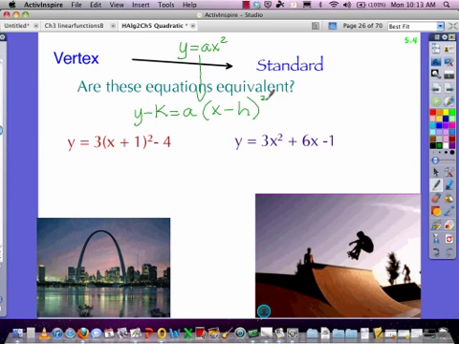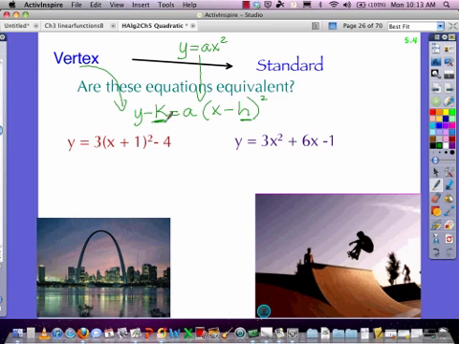And that would be known as vertex form, because you can look right at it and see the new movement of where your vertex is compared to your original vertex at 0, 0. So if you look at the two examples here, we've got to be able to go from vertex to standard and standard to vertex. This question is all about just, are the two equations equivalent?